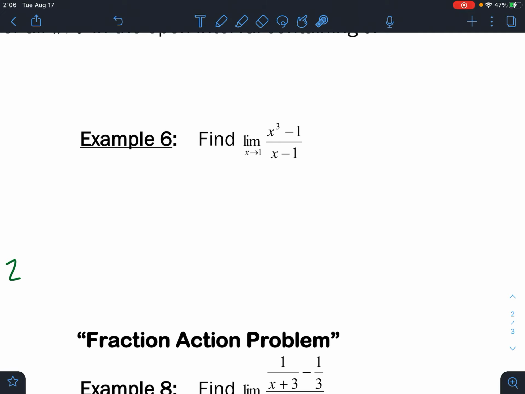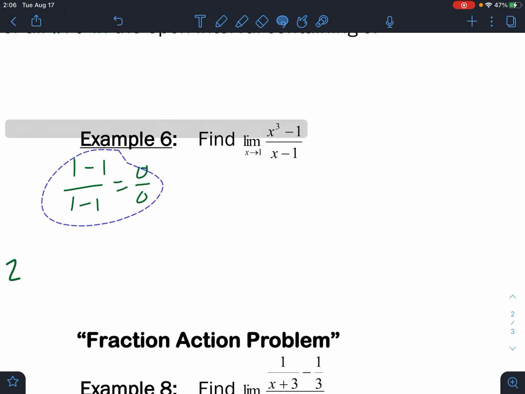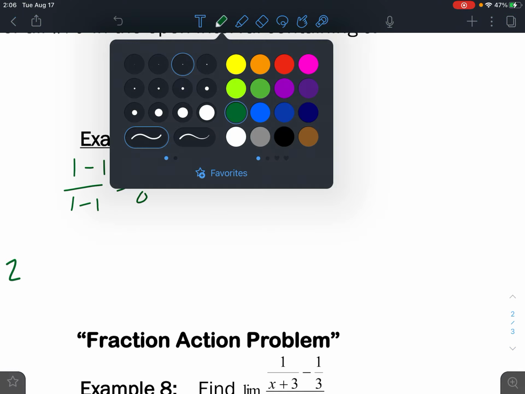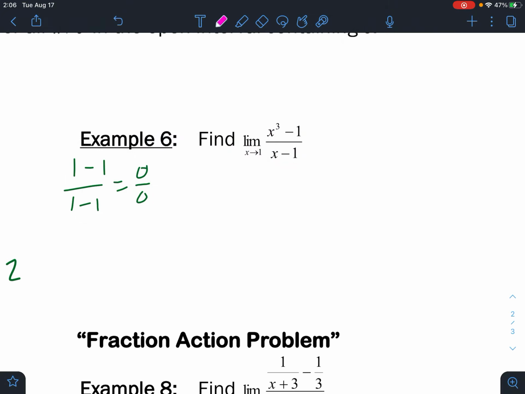Here's another example. You want to try to put 1 in there right away, but you're going to get 1 minus 1 over 1 minus 1, which is, again, 0 over 0. Okay, and that should immediately tell you that the limit does exist. And we've got to find it. So we can try to factor, limit as x approaches 1.